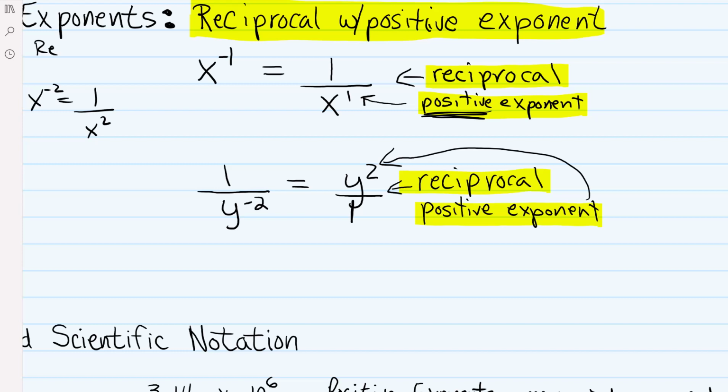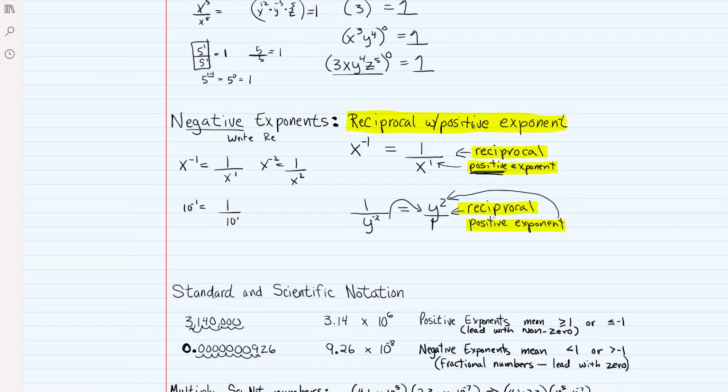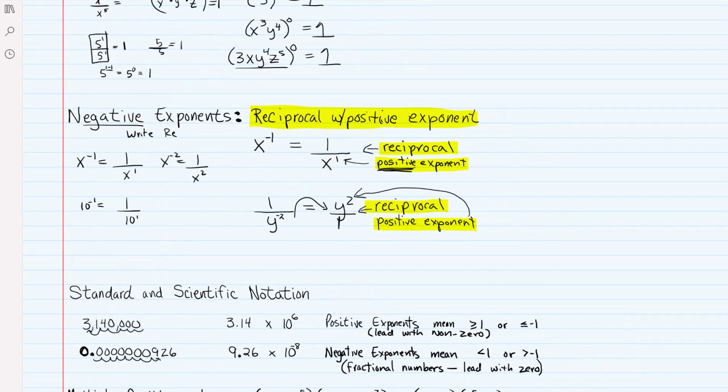Now, the converse is true. If you have 1 over a value with a negative exponent, that's a negative exponent, so it flips, and it now becomes y to the positive 2 exponent. We'll do standard and scientific notation in a different video. All right. Properties of exponents.